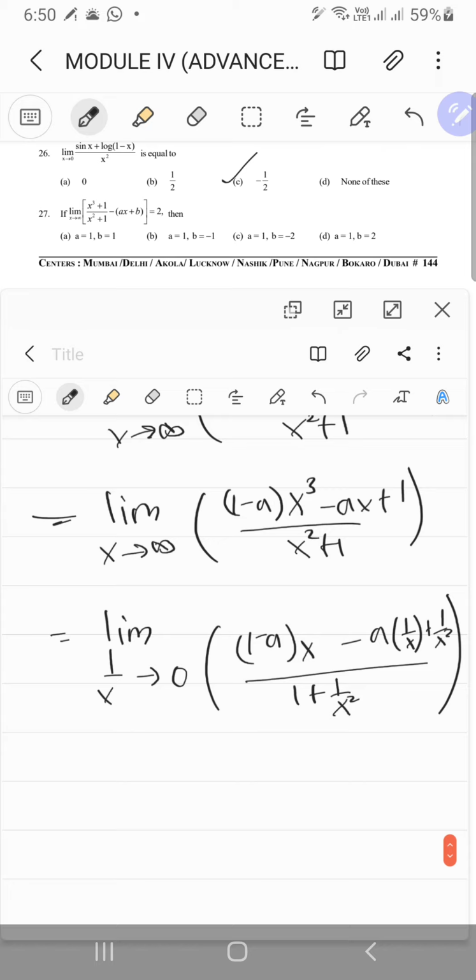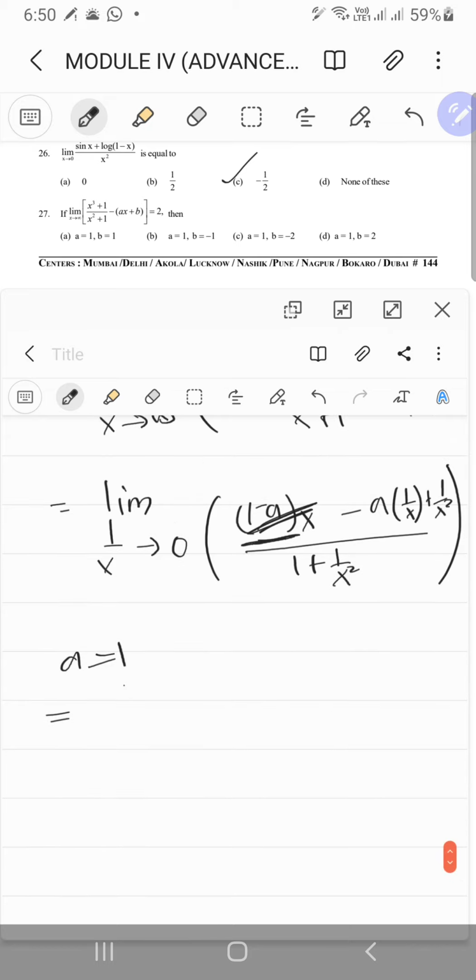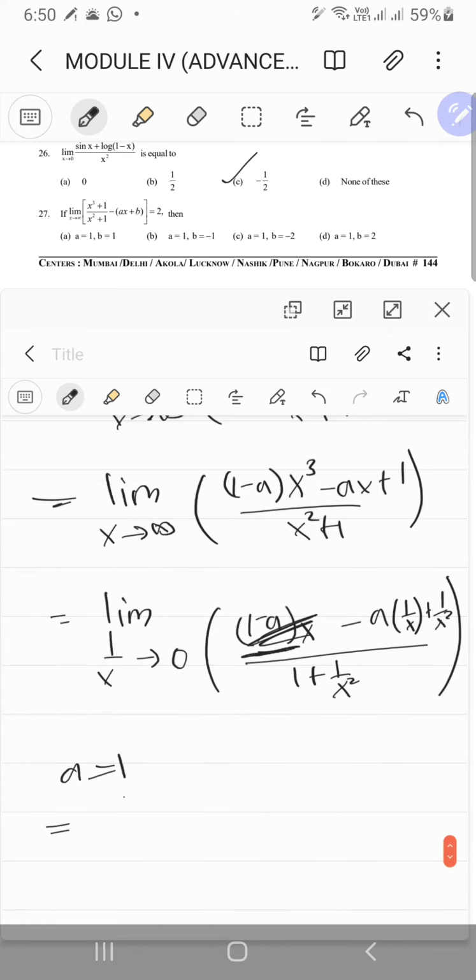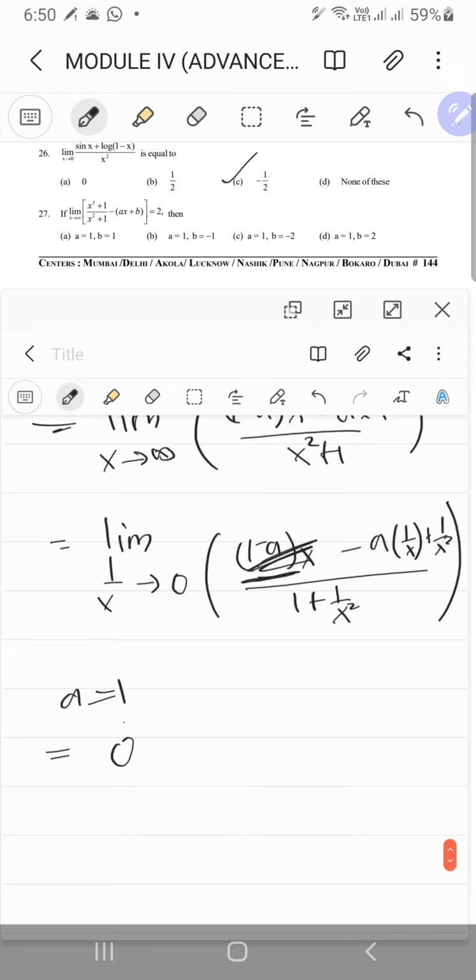And yeah, so if we want the limit to not be something very big like infinity, we would want this thing to be 0, right? So we want 1 minus a to be 0, so a should be 1. Okay, so in that case this would just be gone, and what we will get over here is 0.